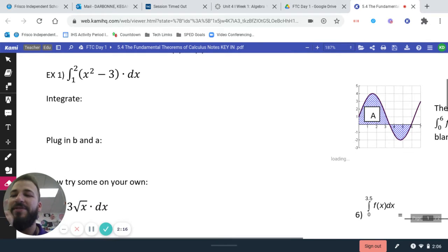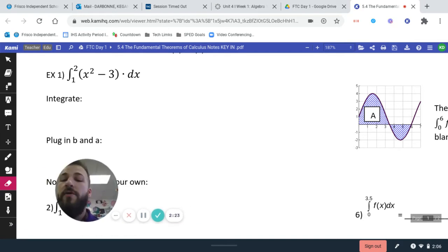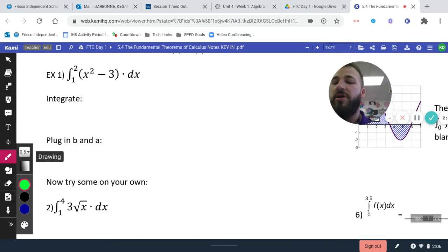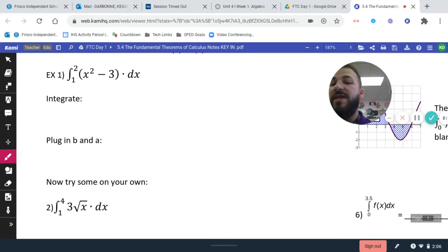Okay, so let's look at an example. Example 1, we have the integral from 1 to 2 of x squared minus 3 times dx. So we're going to integrate first. So from our integration rules that we should already know, or at least remember, x squared becomes x cubed over 3, minus 3 becomes 3x. And then instead of plus c, because it's a definite integral instead of an indefinite integral, we have that interval and it's going to move to the back with this new notation. So we're evaluating it from 1 to 3.